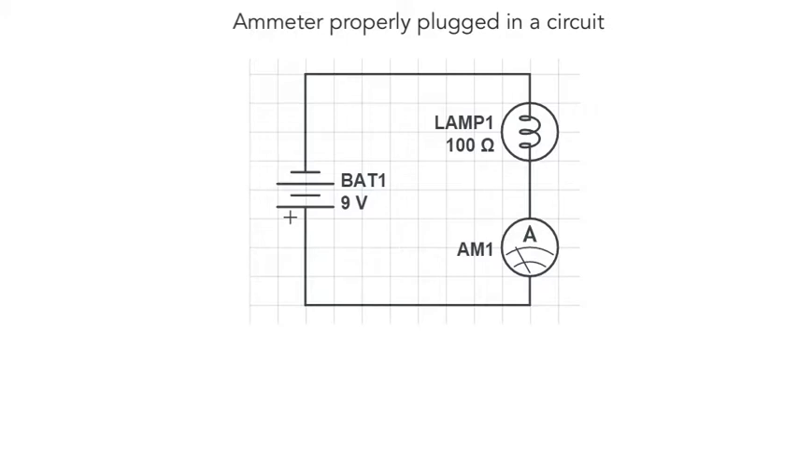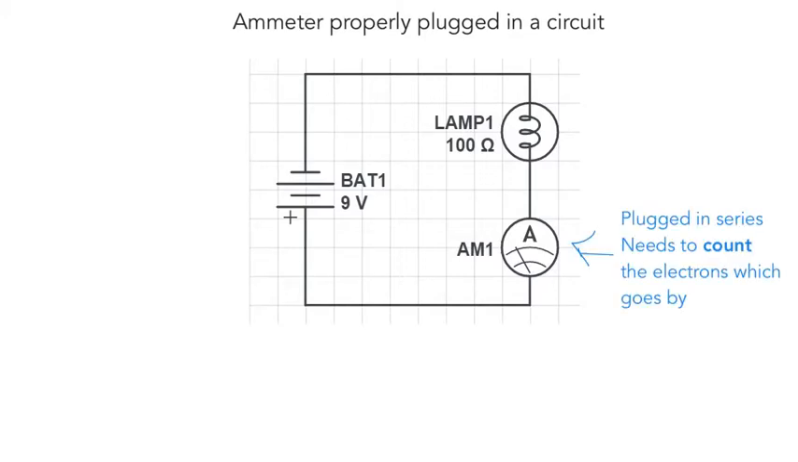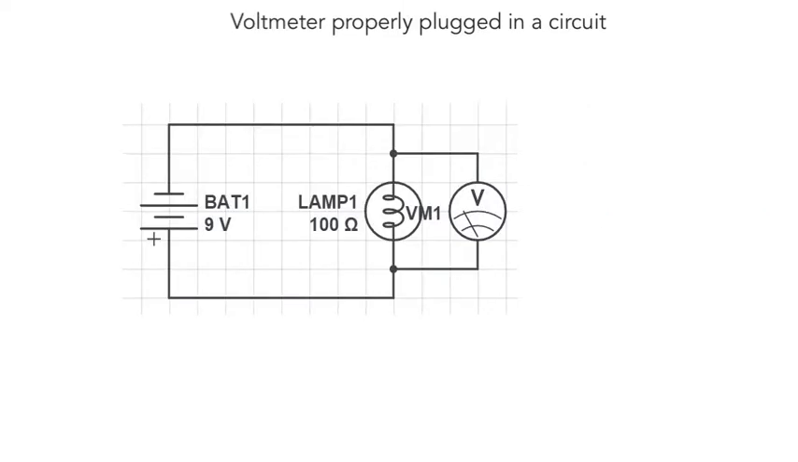So it has to be on your main path, because it needs to count the electrons which go by, and the only way it can do that is if it's on the main path. So an ammeter is always plugged in in series in your circuit. Now we have a voltmeter properly plugged in a circuit.